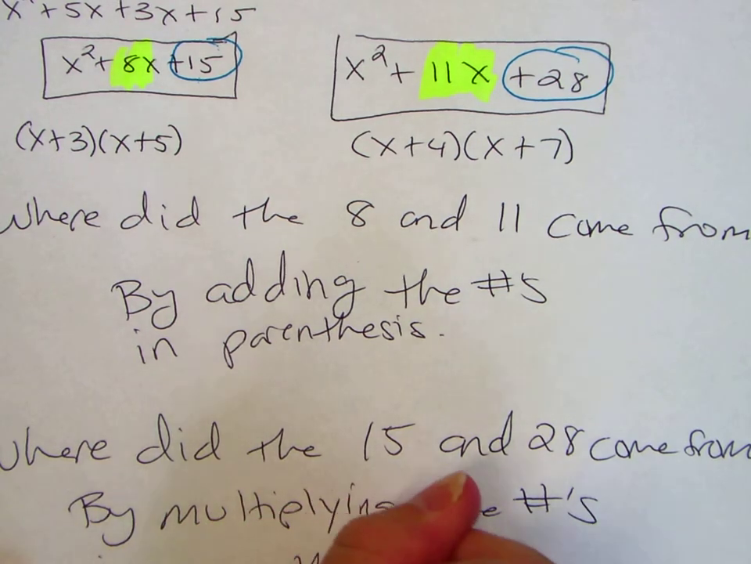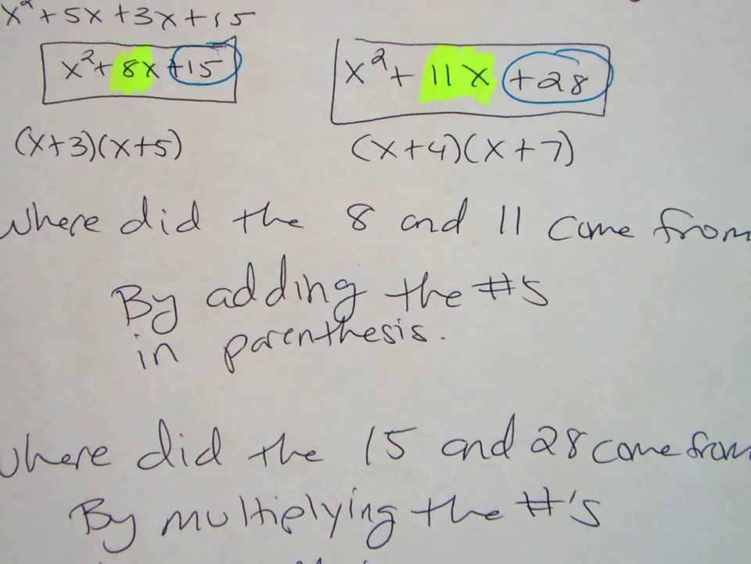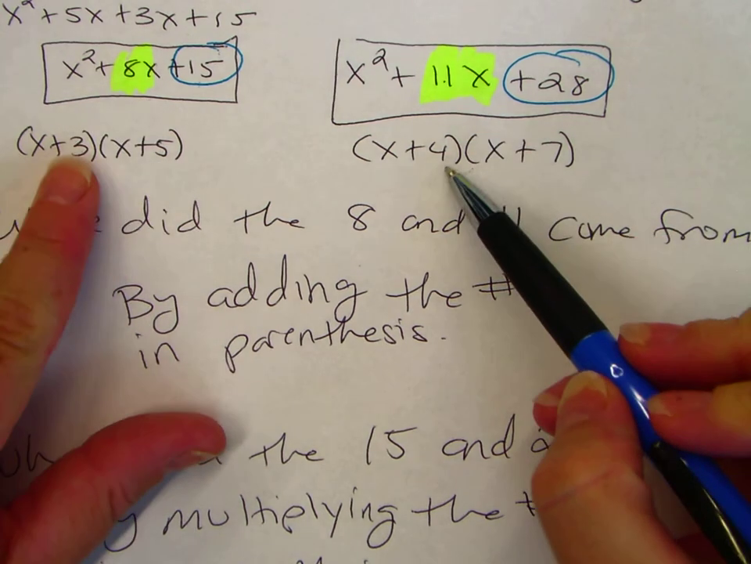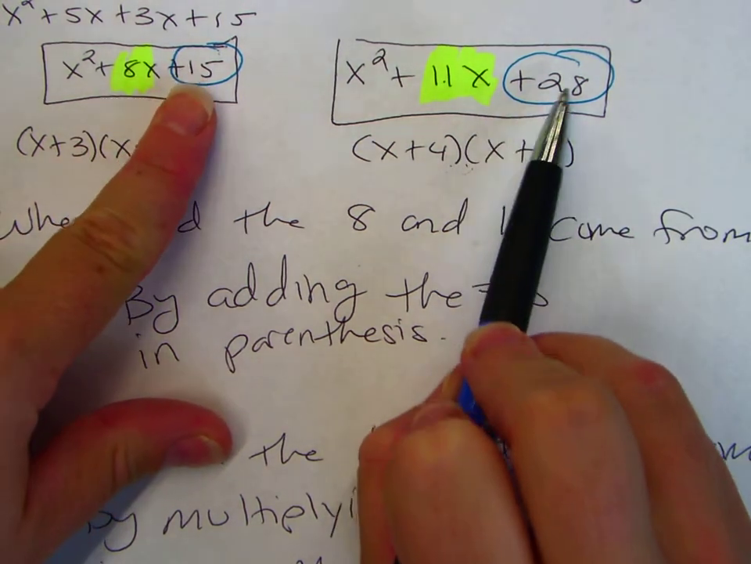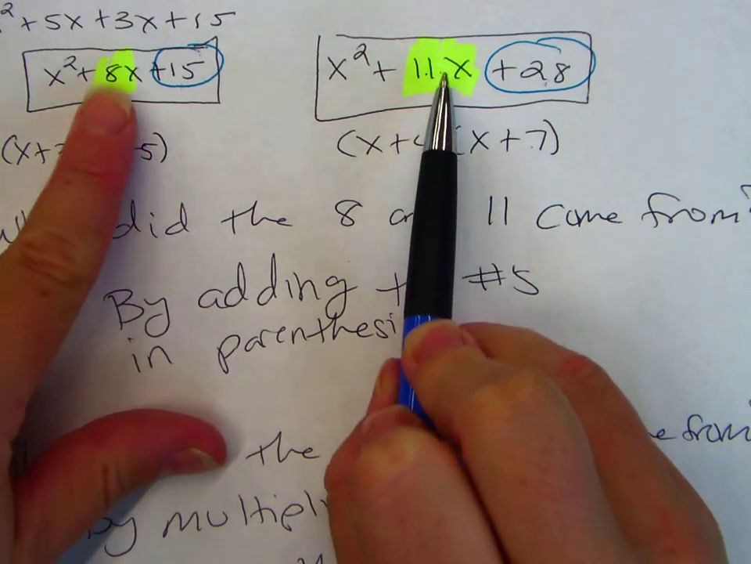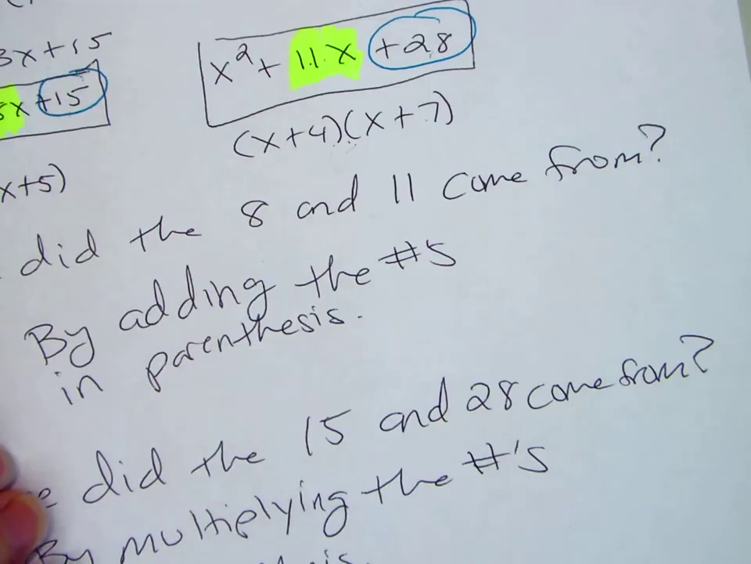So we're going backwards. Remember, factoring is the reverse of the distributive property. This is a double distributive property. So what we're going to do is use these two facts to be able to factor a trinomial. So the middle numbers, the 8 and the 11, come from adding. And the number by itself, the 28 and the 15, come from multiplying. Right? So these two adding, these two multiplying. So let's actually try a problem now.